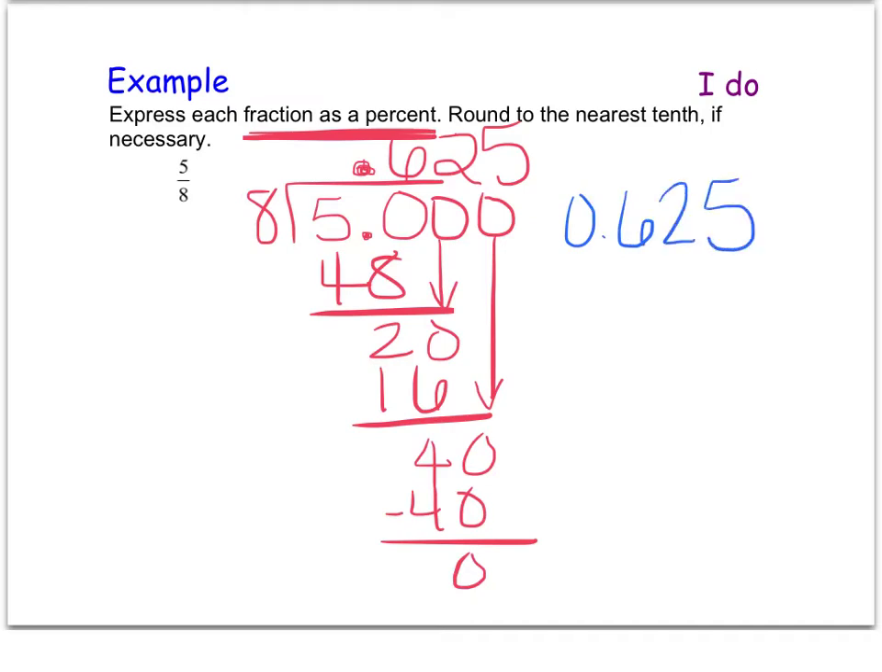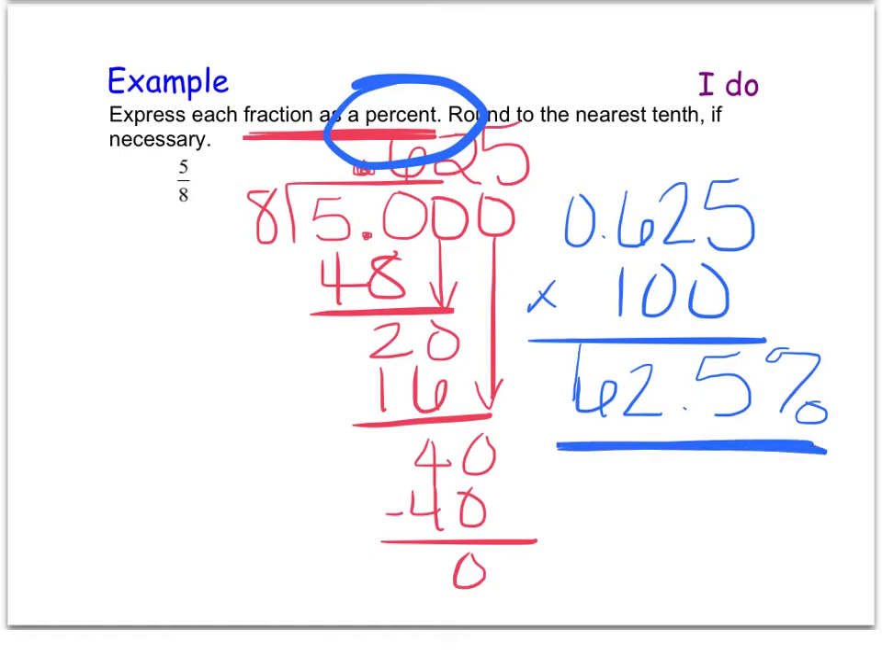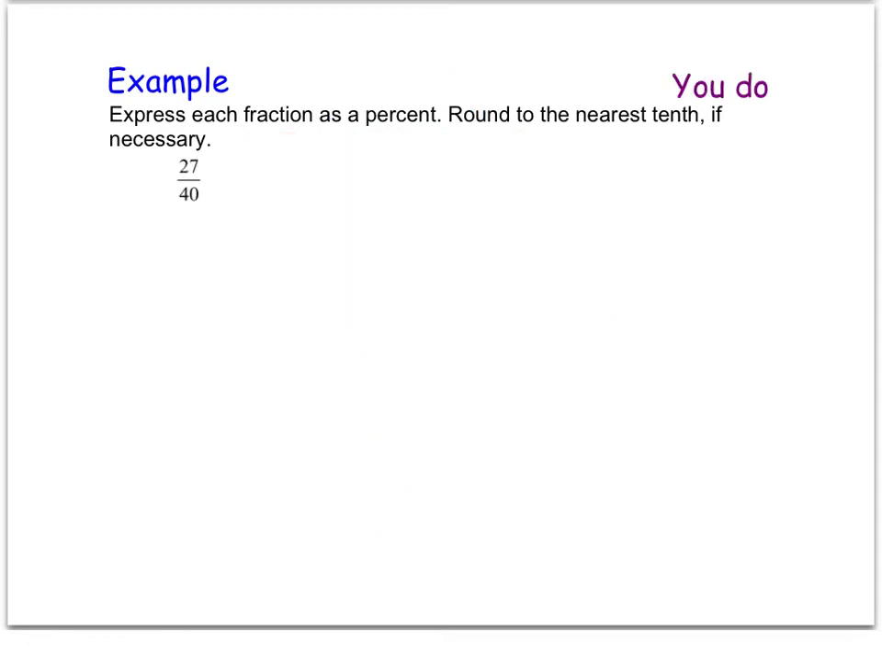Okay, that's not what it's asking. We're not asking fraction as a decimal. We're asking fraction as a percent. So in order to write it as a percent, I need to first multiply it by 100, and that is 62.5. And then you add your percent sign. So multiply by 100 and add your percent sign to get your percent. So 5/8 is 62.5%.